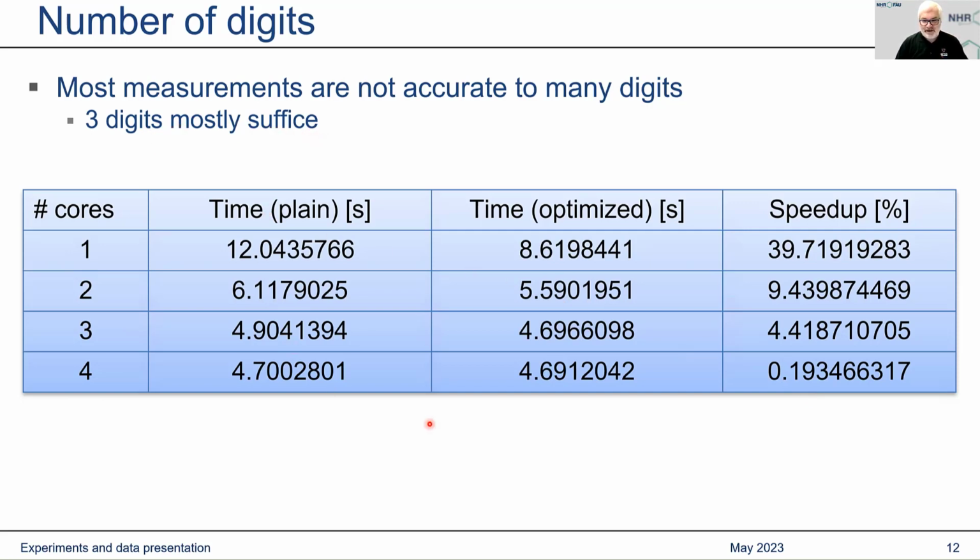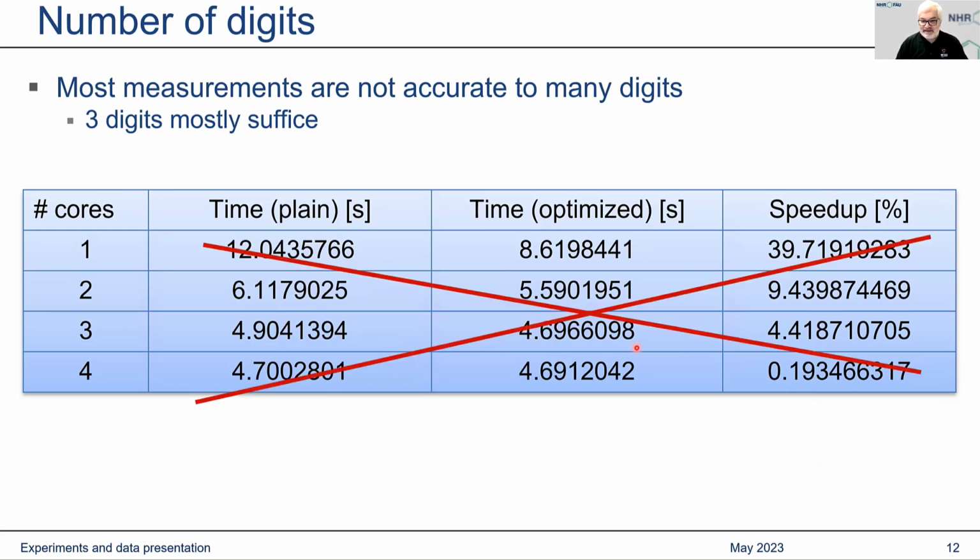Okay, so here's a typical table that we often see in reports from students. This student just chose the number of digits that dropped out of their scripts. And of course, that's nonsensical. Most measurements that you make and also most input data that you have are not accurate to many digits, maybe it's just 2 or 3 or 4 digits. So in the end, 3 digits mostly suffice to convey the message that you want to transmit.